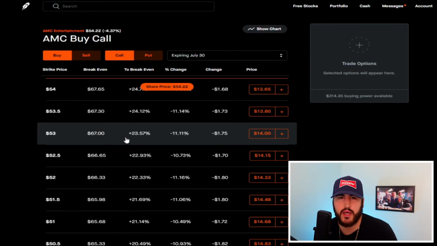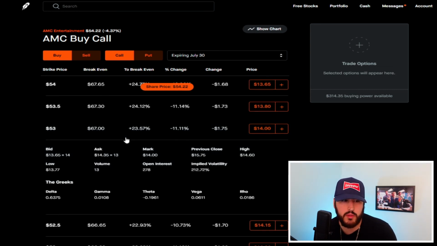So let's say I want to buy a call option for a $50 strike price that expires on July 30th. It's in the money because the current share price is $54.22. Let's take a look at what people are paying for this. The bid is $13.65. The mark is $14. The ask is $14.35. The mark is just the middle between the bid and the ask.